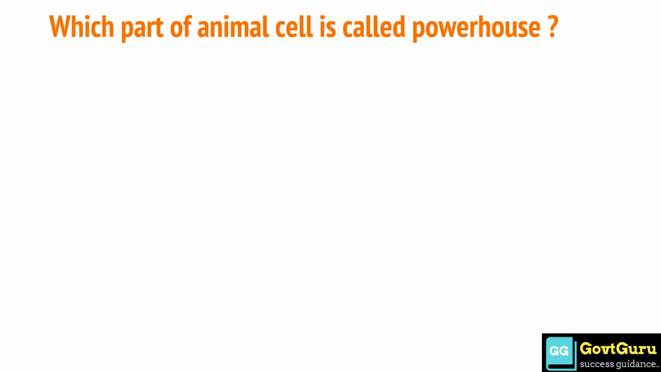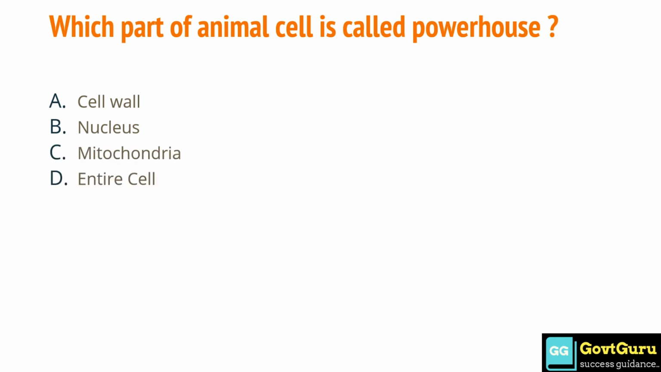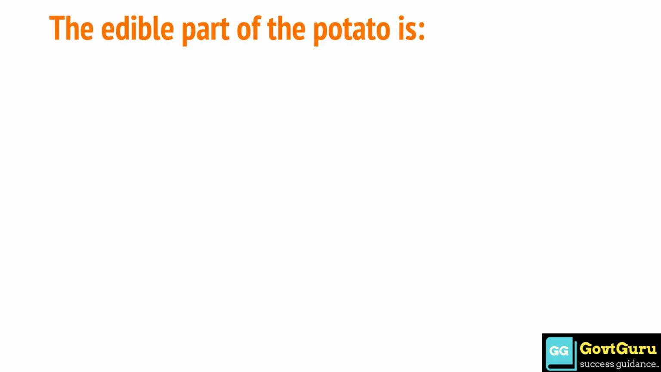Which part of animal cell is called powerhouse? Option A, cell wall. Option B, nucleus. Option C mitochondria, option D entire cell. So the answer is option C mitochondria. The edible part of the potato is option A root, option B bud, option C fruit, option D stem. So the correct answer is option D stem.